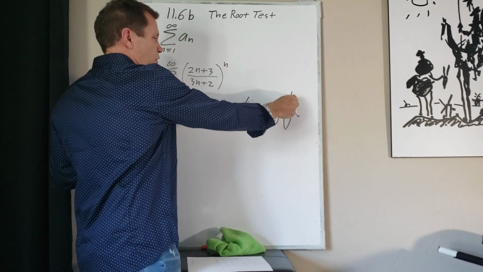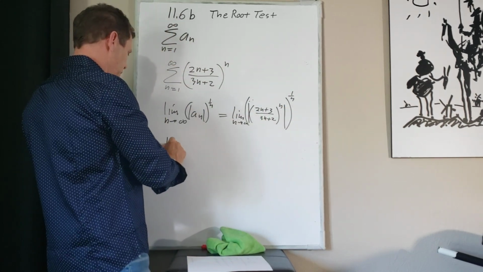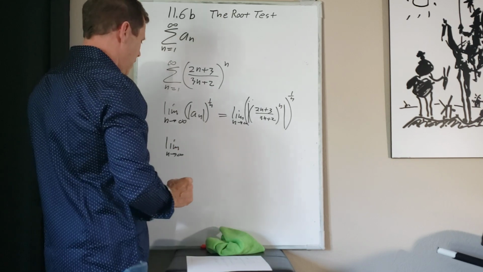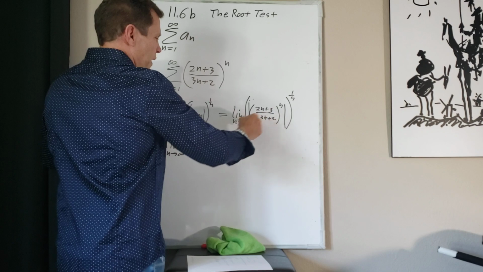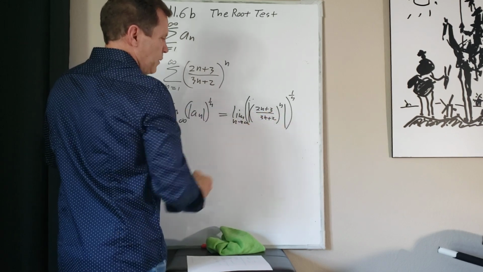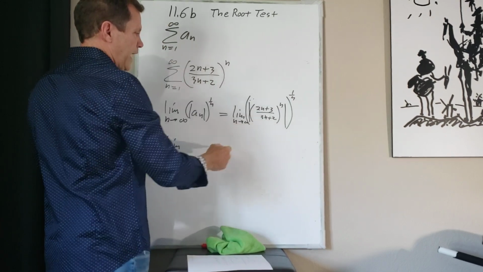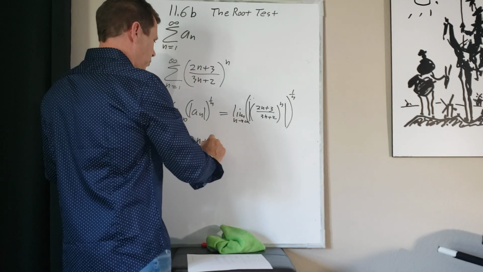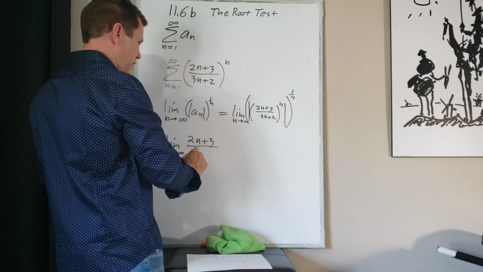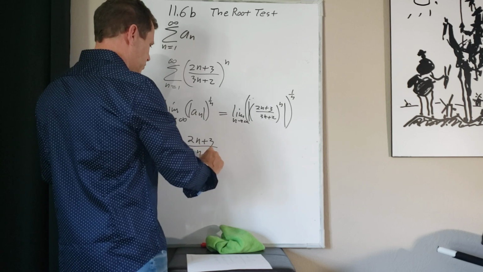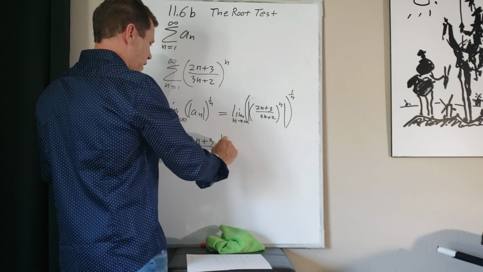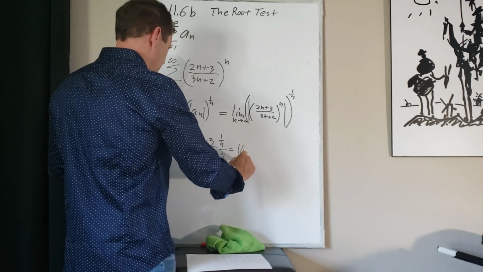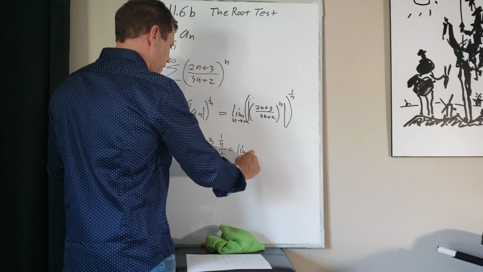Now that 1 over n is going to kill this n, and this is just going to be the limit as n goes to infinity. These are all positive numbers as long as n's positive, and so those are going to cancel. I don't need the absolute value bars since it's positive. I'm just left with (2n plus 3) over (3n plus 2). I'd multiply top and bottom by 1 over n. And this is going to be the limit as n goes to infinity.